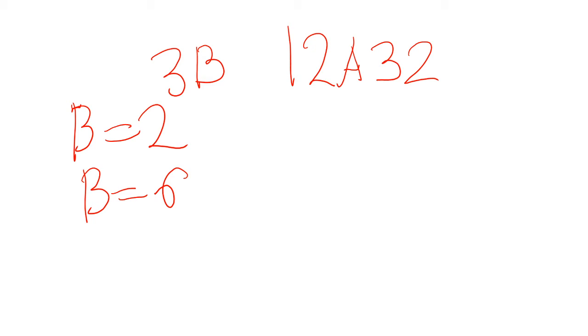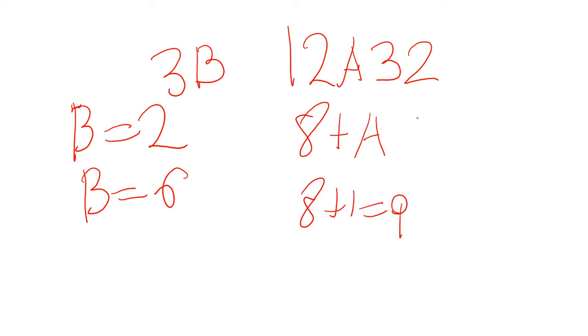Let's sum every single digit first. Alright, let's just sum all the digits. So 1 plus 2 is 3, 3 plus 2 is 6 (sic: 5), 6 plus 2 is 8. So we know 8 plus A needs to be something divisible by 3. Now we know 9 is divisible by 3, and if we plug in a 1 for A, 8 plus 1 equals 9, which is divisible by 3.